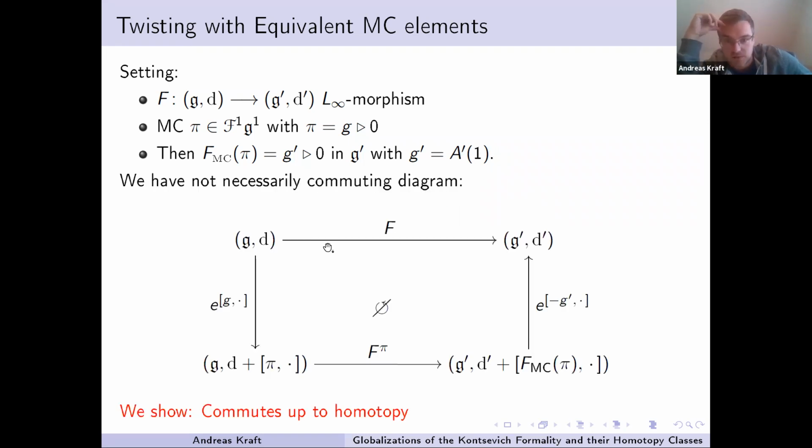But what we get is some diagram like this. So remember, I told you before, if we twist with equivalent Maurer-Cartan elements, we get isomorphic DGLAs. So we twist with 0, nothing changes. We twist with pi, and they are isomorphic just by e to the bracket with g. And the same here. So what we can do, we can just take our L-infinity morphism F, or we can twist the DGLA, take the twisted morphism, and twist back. And this is in general not the same, but I want to show that it's the same up to homotopy.